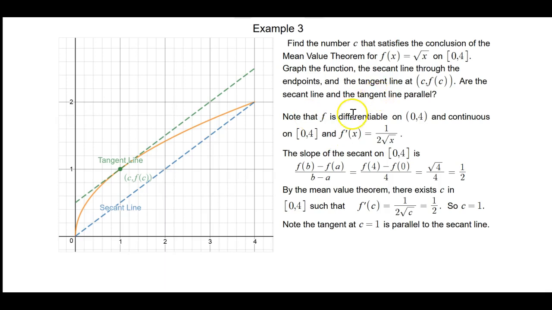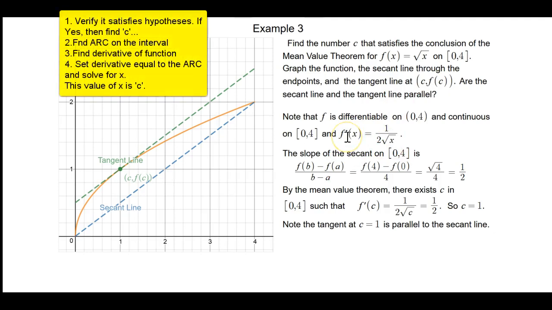Next example, find the number c that satisfies the conclusion of the mean value theorem for this function, then graph it. So again, we take the derivative. We first note that the function is differentiable on 0, 4 and continuous on the closed interval. So we find the derivative, which is 1 over 2 times the square root of x. Then we find the slope of the secant on that interval, and that gives us 1/2.